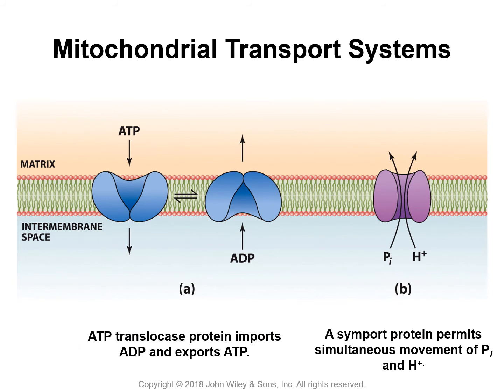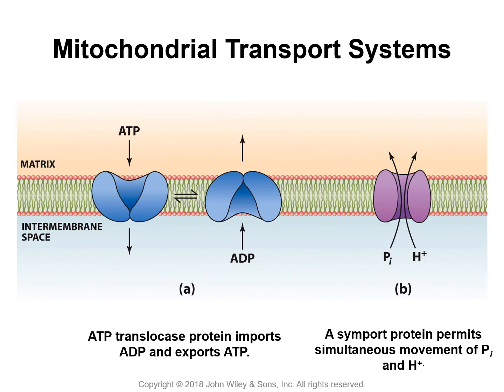Now, you also have mitochondrial transport systems, and what you see here is the adenine nucleotide translocase binds to either ATP or ADP and changes its conformation to release the nucleotide on the opposite side of the inner mitochondrial membrane. The transporter can therefore export ATP and import ADP. And then in B you have a P sub i H plus symport protein that permits the simultaneous movement of inorganic phosphate and a proton into the mitochondrial matrix. So that's what you're seeing here.